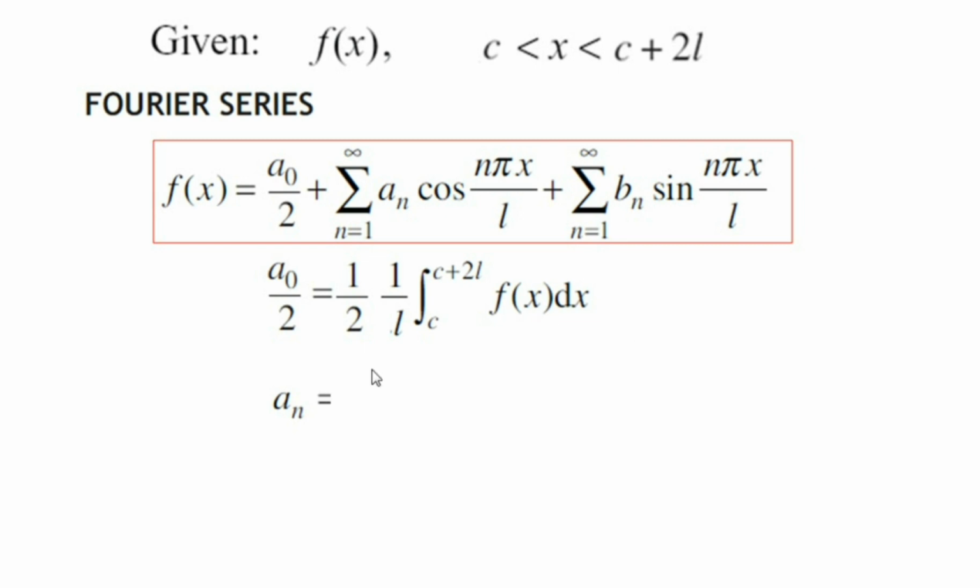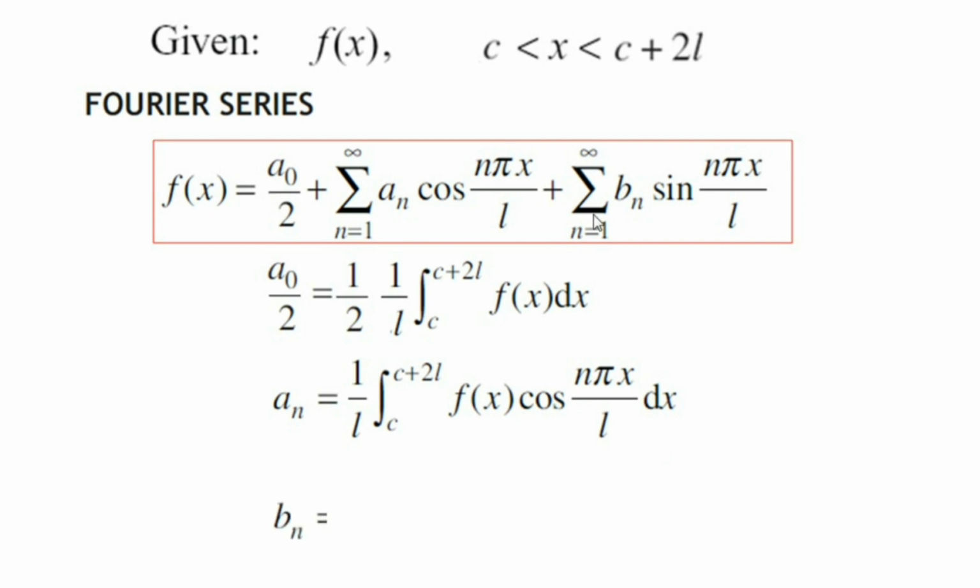An can be determined from 1 by L integral c to c plus 2l f of x cos n pi x by L dx. Here L is based on period 2l, c is the initial endpoint, c plus 2l is the final endpoint, f of x is the given function.